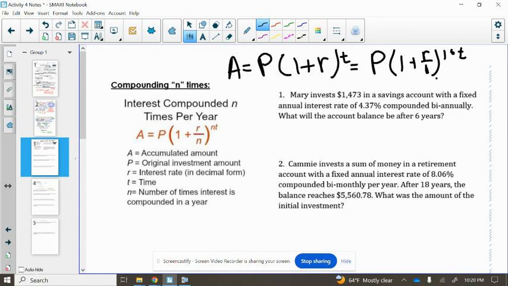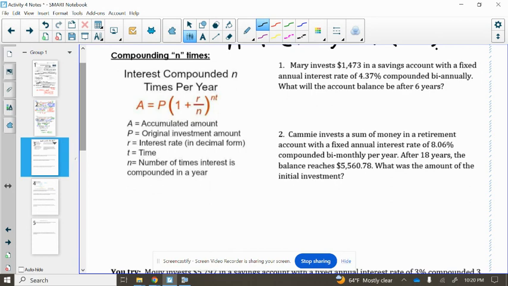Well, what happens if we compound more than just one time a year? Our number of times a year might be 2, 4, 6, 12. All right, daily, monthly, we see a lot of different n values. This then, if you're compounding more than just annually, will be our formula.